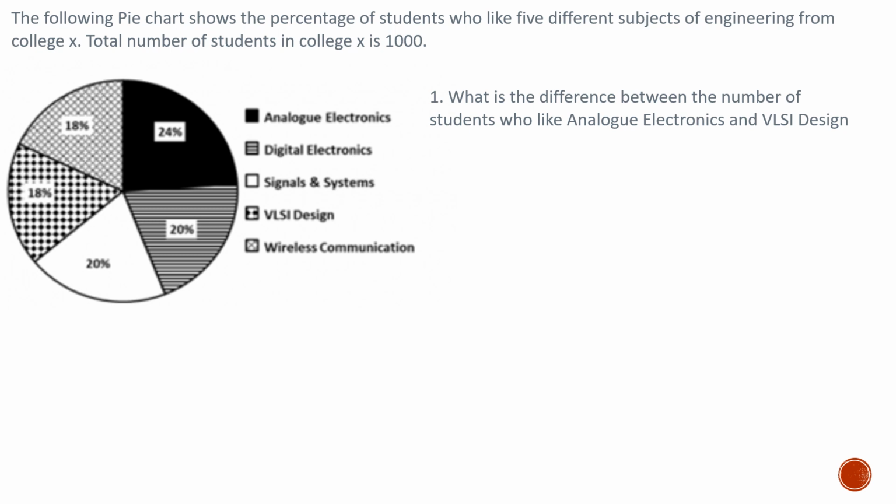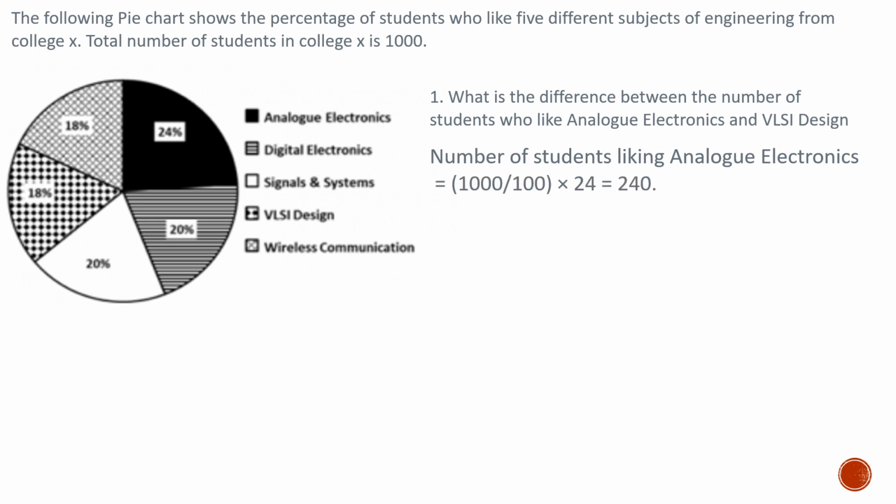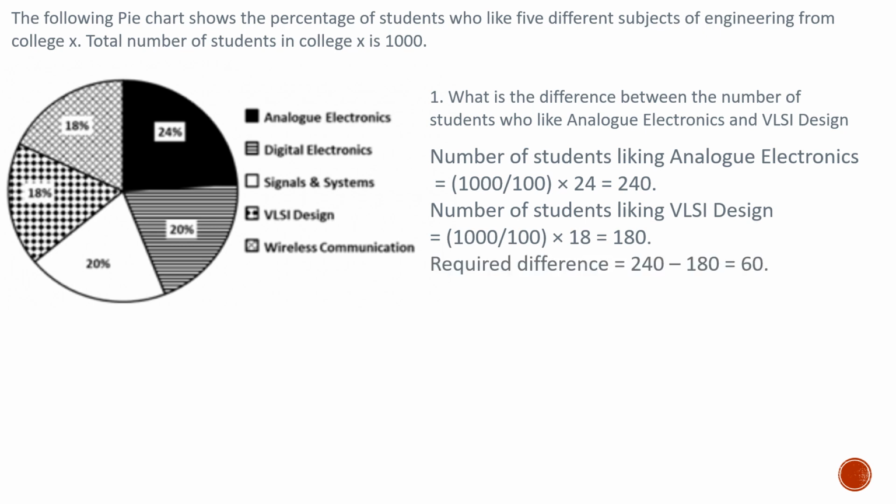So 24% of 1000 is 24 into 1000 divided by 100, that is 240 students. Number of students who like VLSI design is 18%. So 18% of 1000, 18 by 100 into 1000 is 180. So the difference will be 240 minus 180, 60 students.